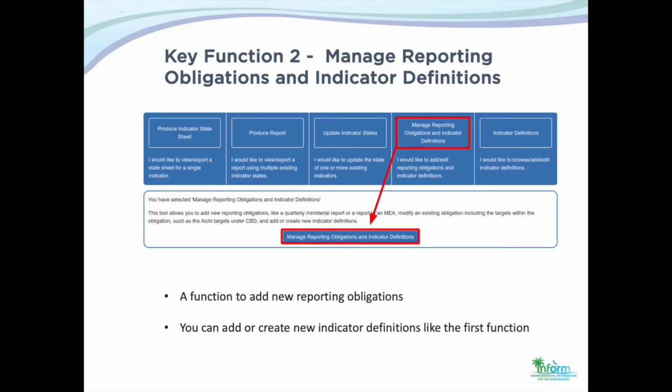The second function of the tool is managing reporting and definitions. As defined previously, a reporting obligation might be a national report, the State of Environment report, or a multilateral environmental agreement, such as SDG, IKE, that countries are required to report against. This function of the tool allows you to add a reporting obligation in which your country is a party of or is required to report to. You can also add definitions to indicators from this second function.